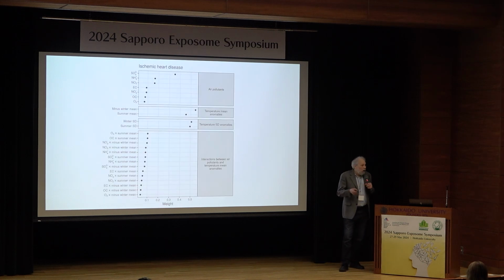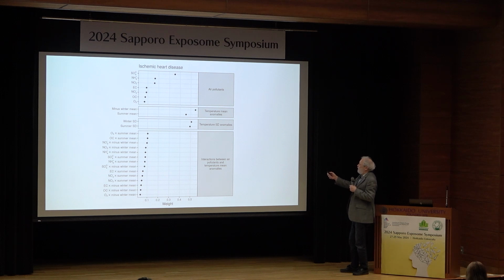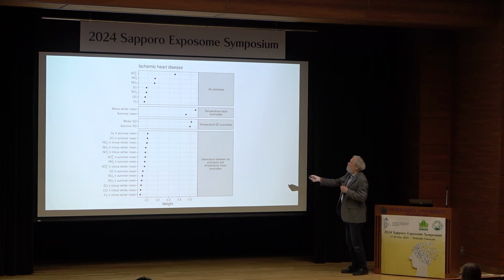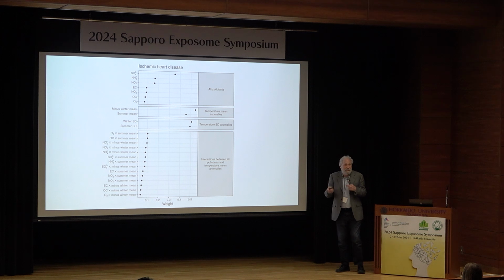And what were the important variables? Well, for ischemic heart disease, sulfate was the most important. Ammonium goes with the sulfur and the nitrate, but mostly the sulfate. NO2, and then EC and nitrate and OC and ozone. But sulfate and NO2 seem to be the winners here.